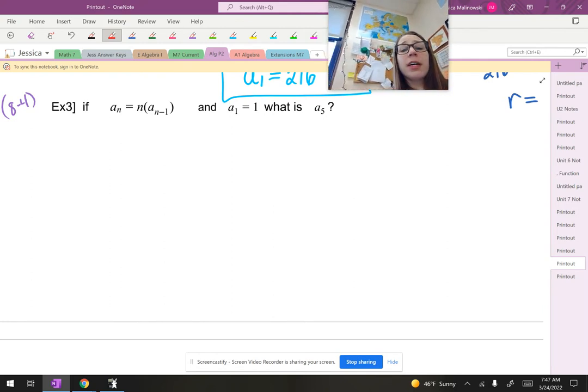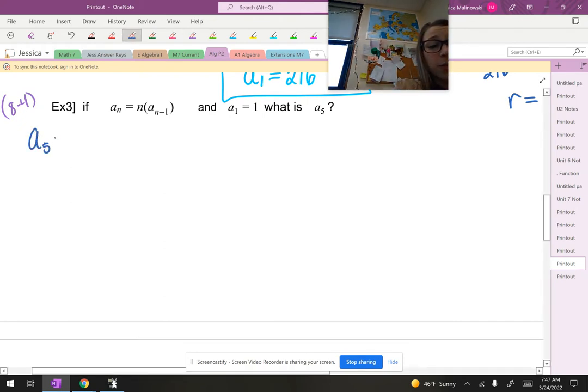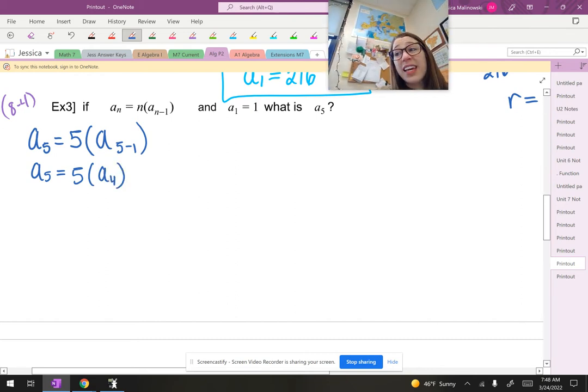So the first thing you might do is plug in that 5 for n. Notice what happens. I'm rewriting this equation, and everywhere I see an n, I'm just replacing it with 5 because they're asking me for a sub 5. So a sub 5 is equal to 5 times a sub 4. So you can see that I can't figure out what a sub 5 is until I know a sub 4.